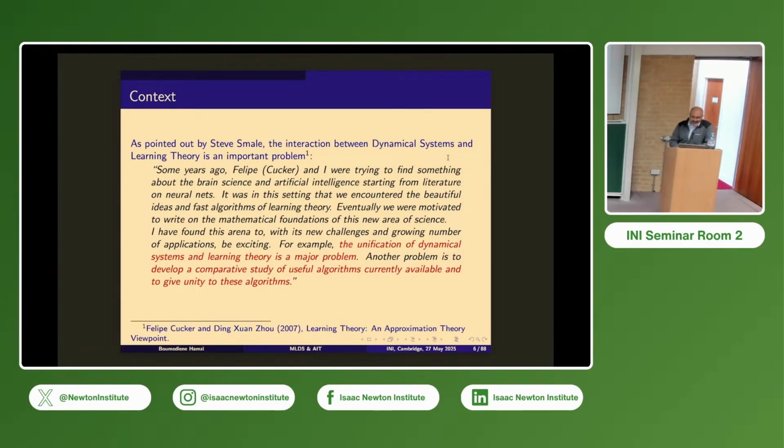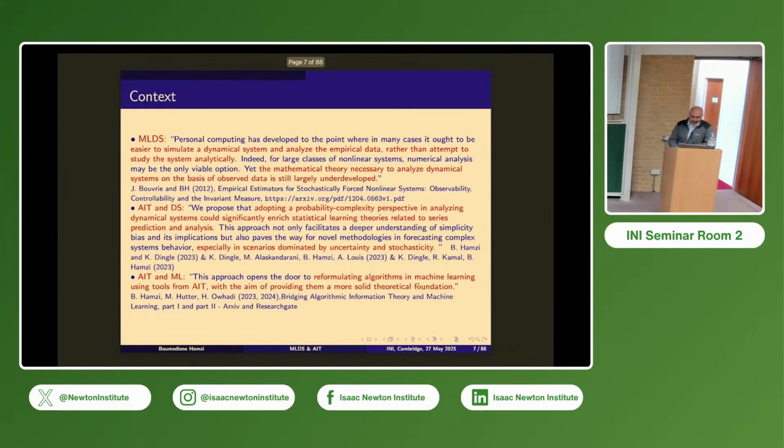The direction of machine learning and dynamical systems is mostly inspired by Steve Smale. Almost 20 years ago, he said in the introduction of this book that the unification of dynamical systems theory and learning theory is a major problem. Another problem is to develop a comparative study of useful algorithms currently available and to give them unity. He's the one who motivated me and my colleague to work on this area around 2008.